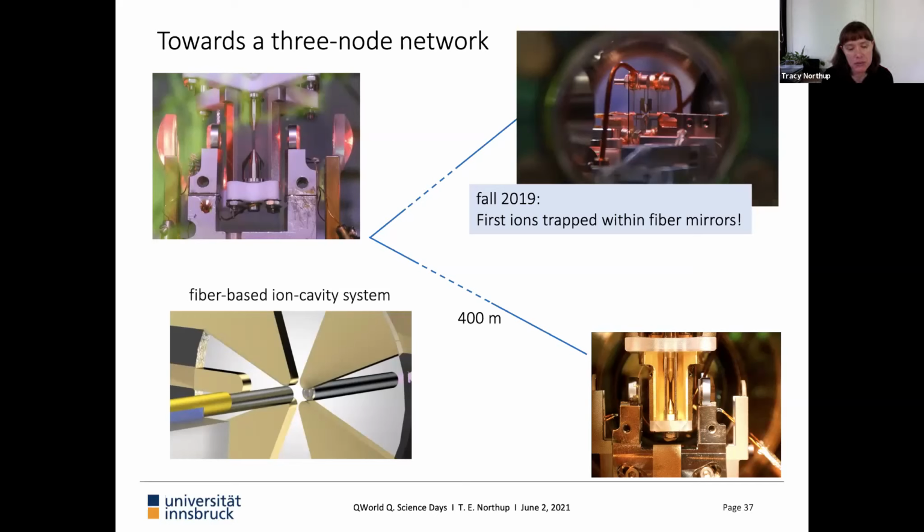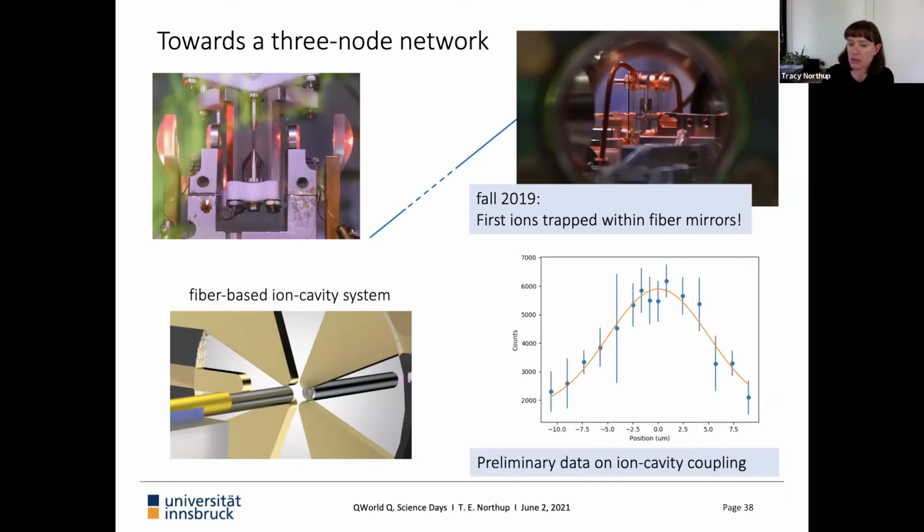And that should allow us to really boost the coupling strength, the coherent coupling strength between the ions and the single photons, and hopefully thereby suppress the role of spontaneous emission. So we first trapped ions within these fiber mirrors about a year and a half ago. We took some preliminary data on coupling ions to these cavities. And again, it's an ongoing project to try to see if we can get this kind of coupling between ions and cavities also working with this fiber-based system.